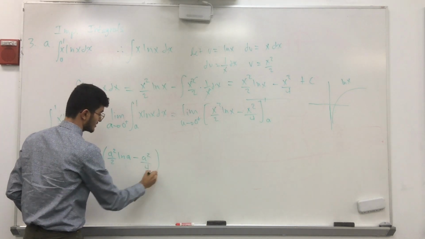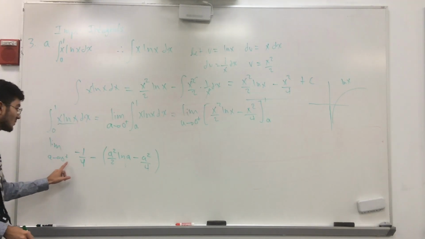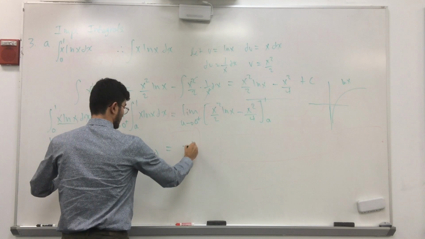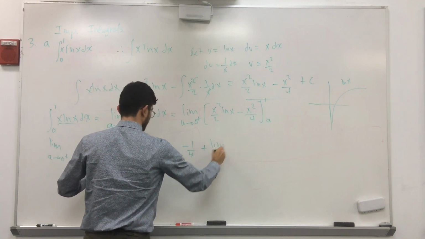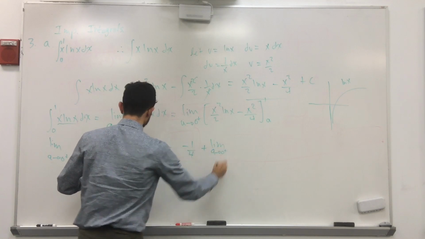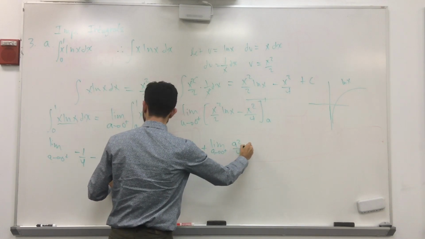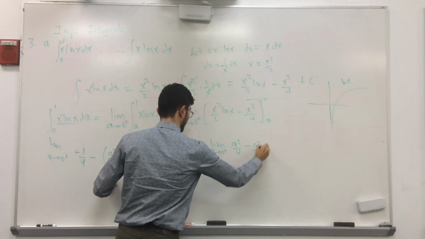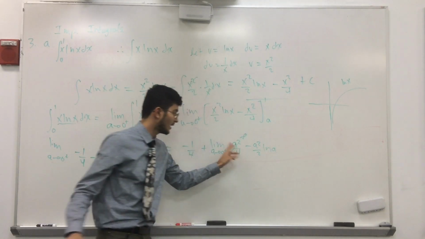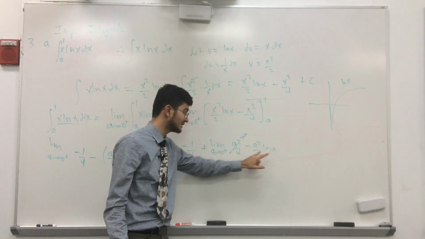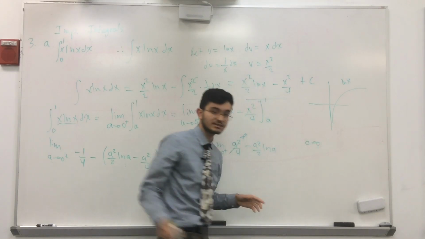Okay, this is going to be our limit that we have to evaluate over here. So we have some work to do. This is nothing but negative 1/4 plus the limit as a goes to 0 from the right of a squared over 4 minus a squared over 2 ln of a. Now this first term is just going to 0, right? When we substitute a as 0, this term will go to 0, but this term not quite, because we're going to get something that is 0 times infinity, which is an indeterminate form.